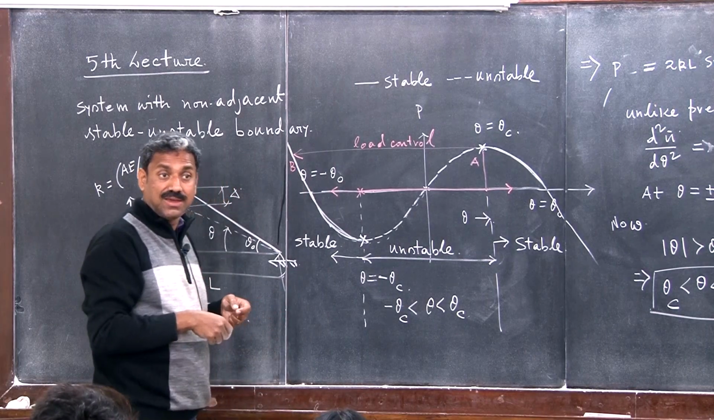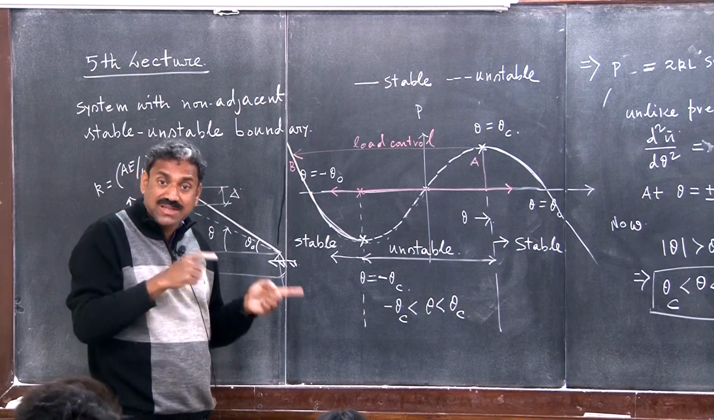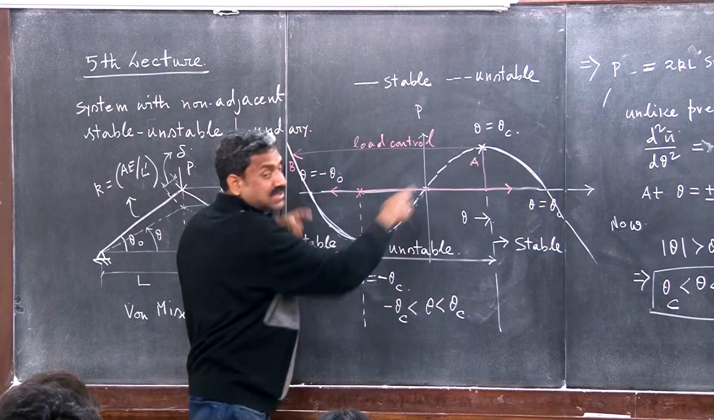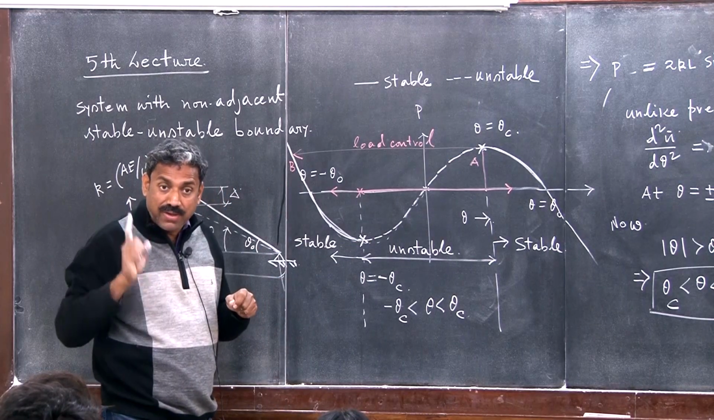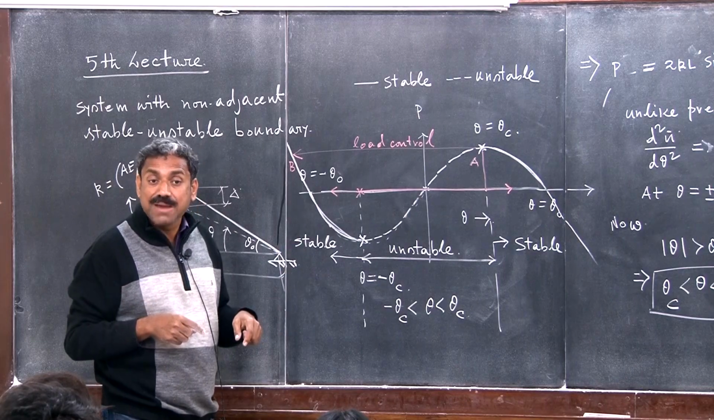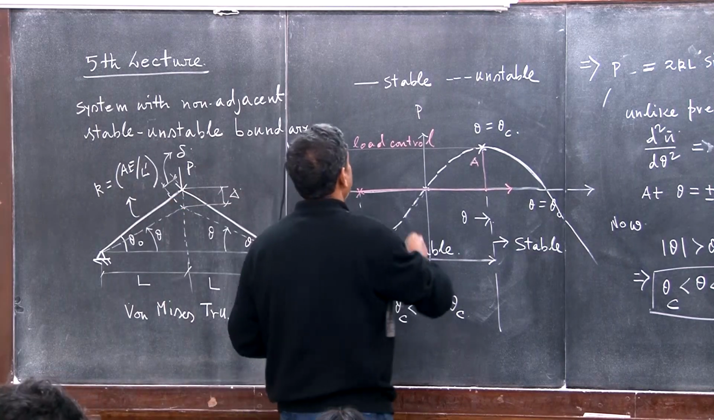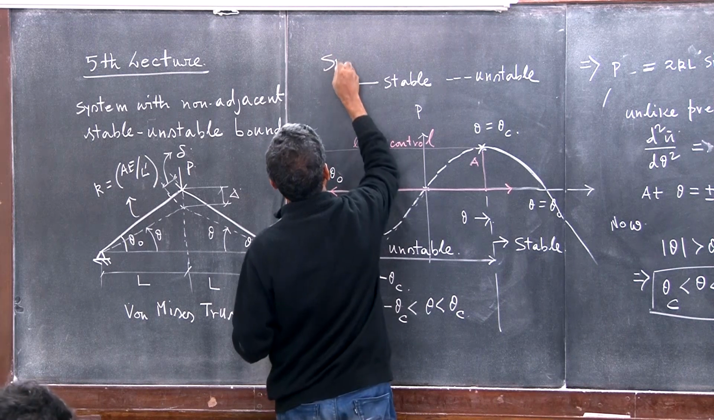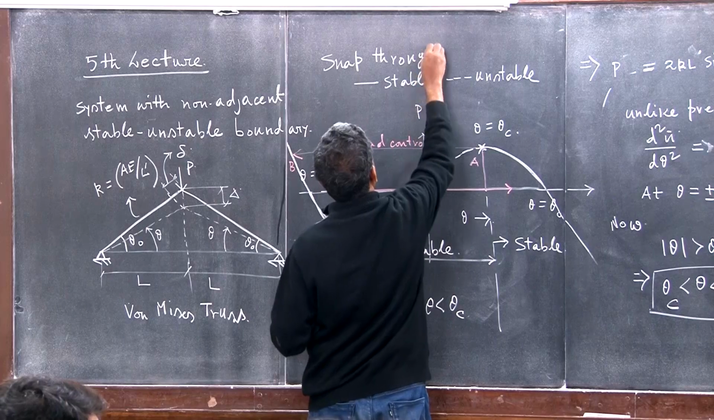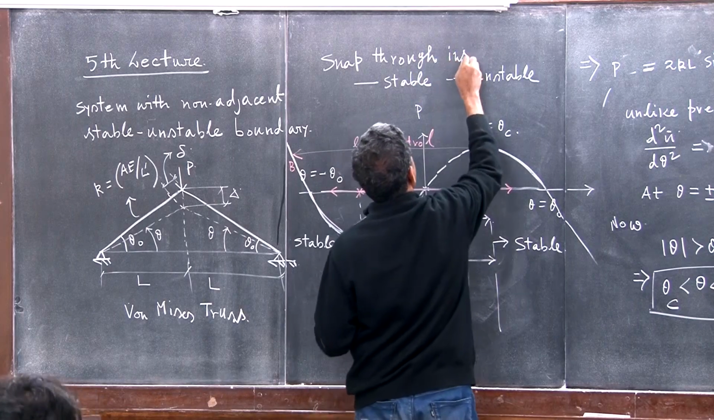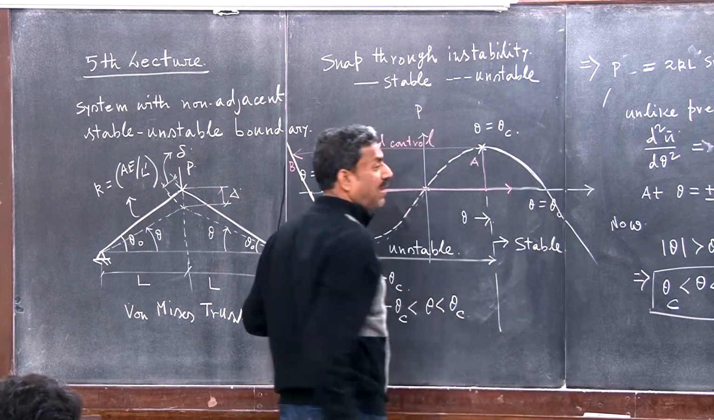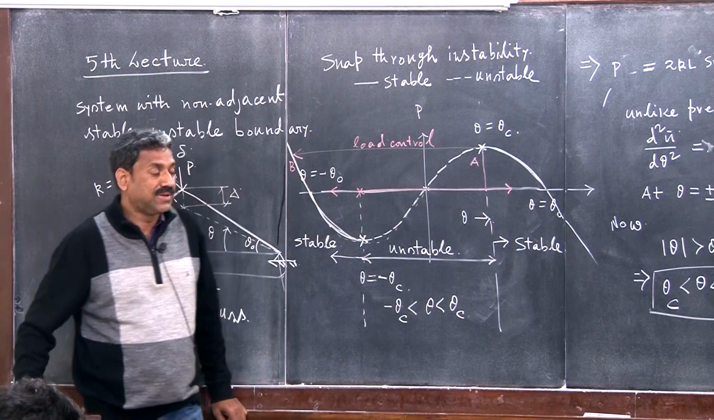But what is happening? The stable configurations are not adjacent. They are a finite distance apart. Do you see the difference between bifurcation instability and this instability? This kind of instability is called snap through instability. This is called snap through instability.